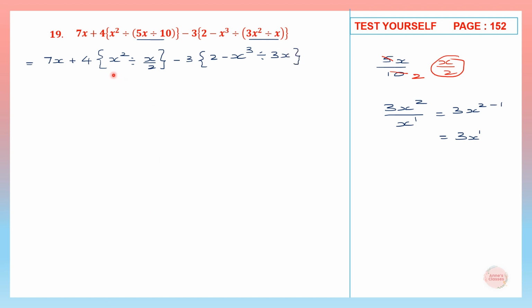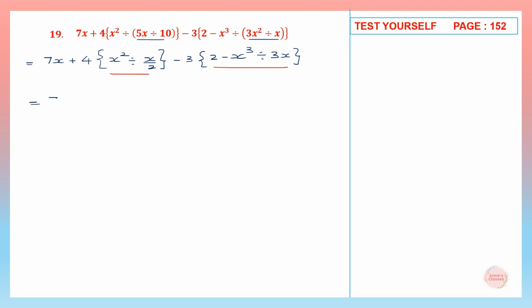So now we have to work out what is within the curly brackets for both. So we need to work out this and this. So let's write everything else as it is. So that will be 7x plus 4, and then we write the curly brackets. Now x square divided by x by 2. Now remember this will be x by 1. So x square by 1, division changes to multiplication. X by 2, we write the reciprocal, 2 by x.